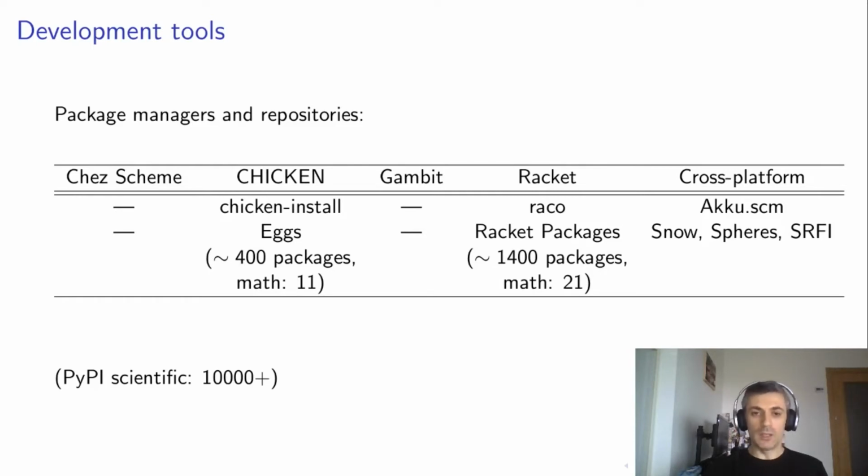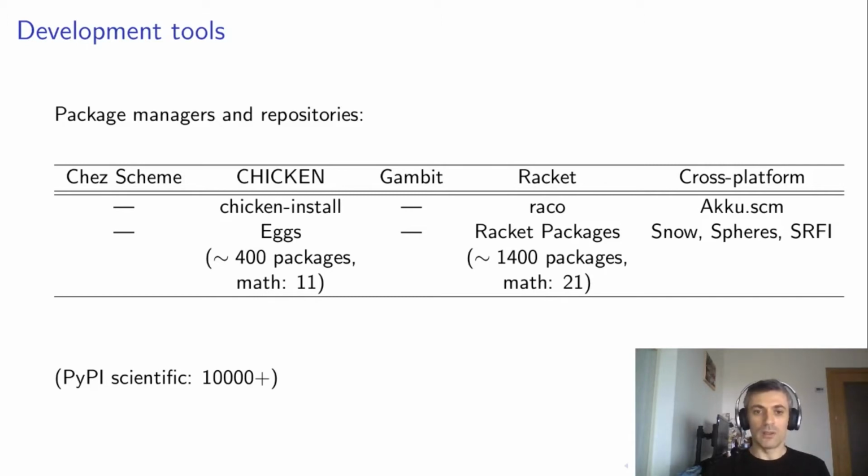To build, distribute, and easily install libraries, package managers are also an important part of a language. Chicken and Racket have their own package manager. Chez Scheme doesn't have one, but it is supported by Akku, which is a cross-platform Scheme package manager. There are also others, but that's the one I'm most used to. Gambit doesn't have a package manager, but I should mention that Gerbil, which is a Scheme built upon Gambit, does provide a package manager.